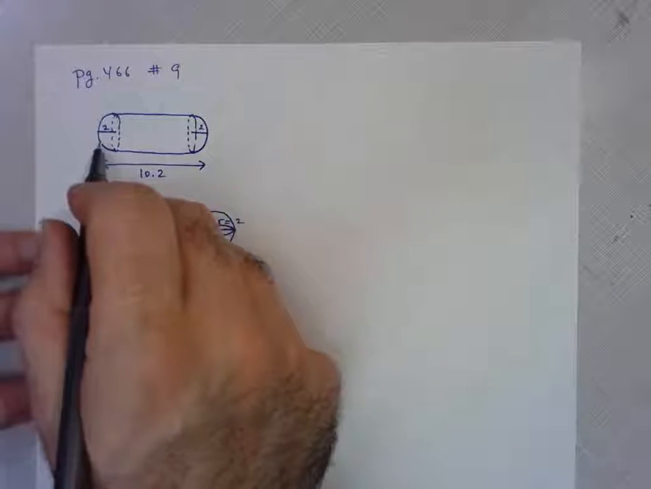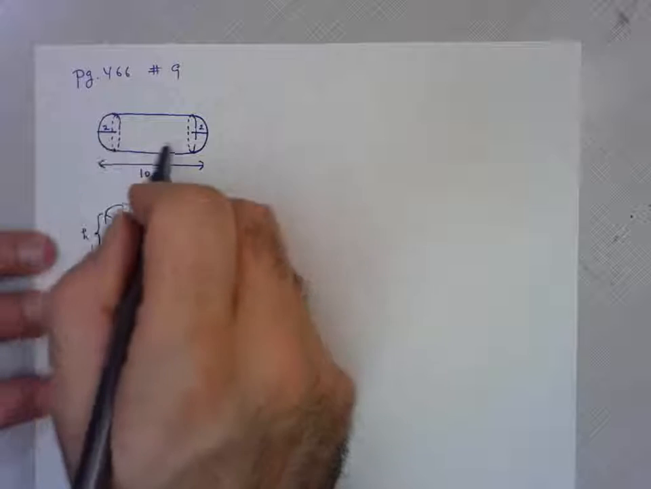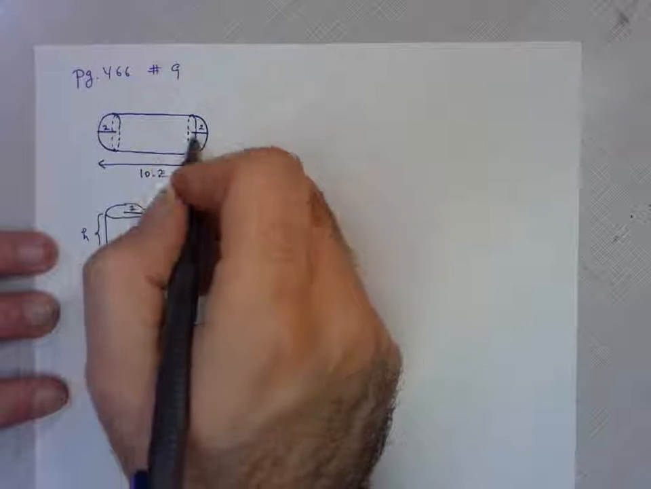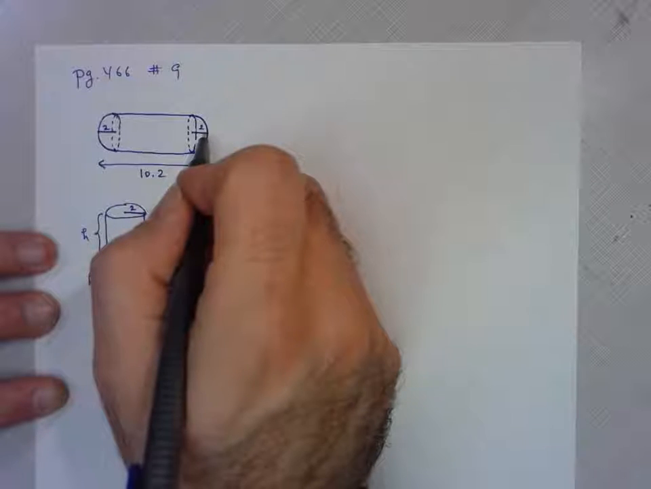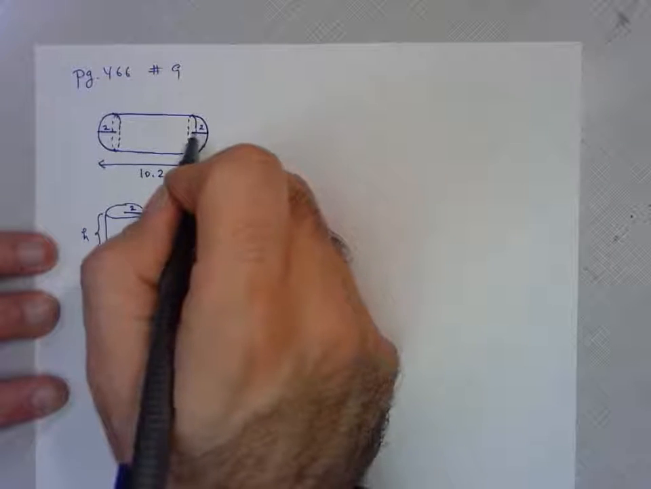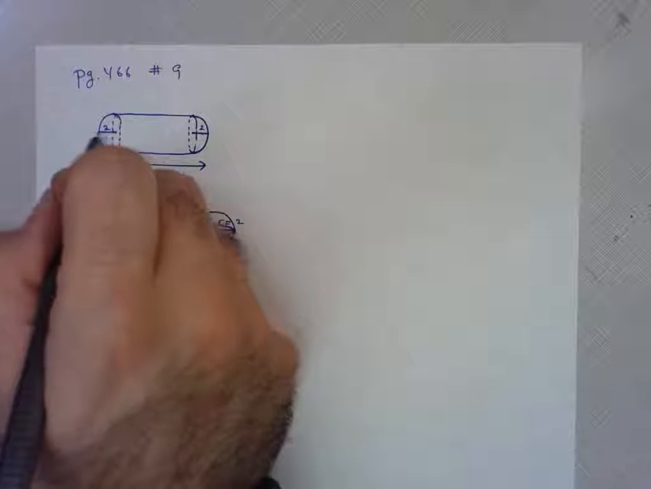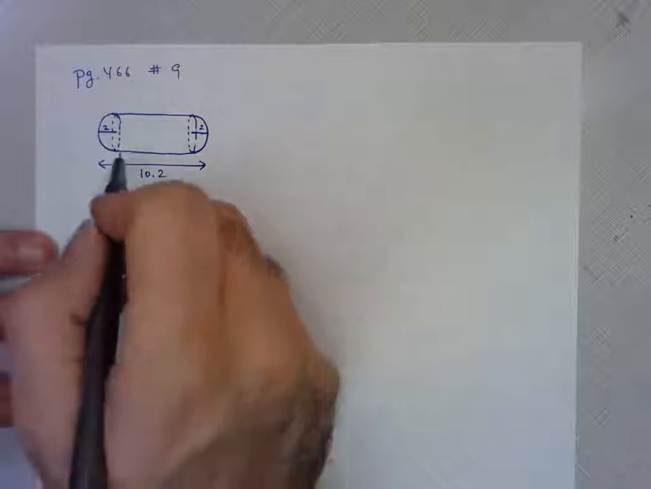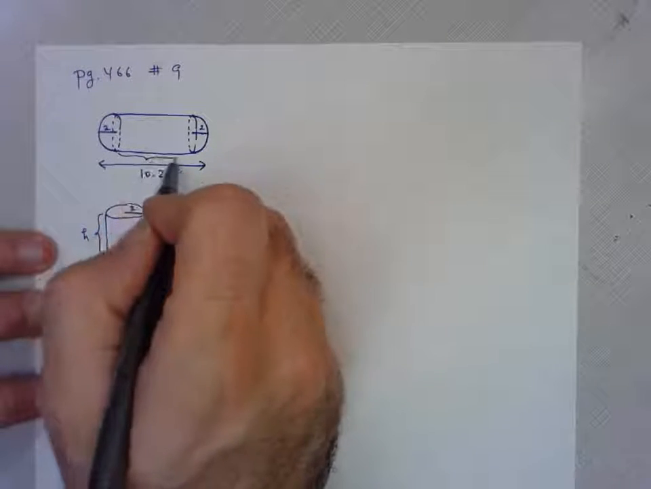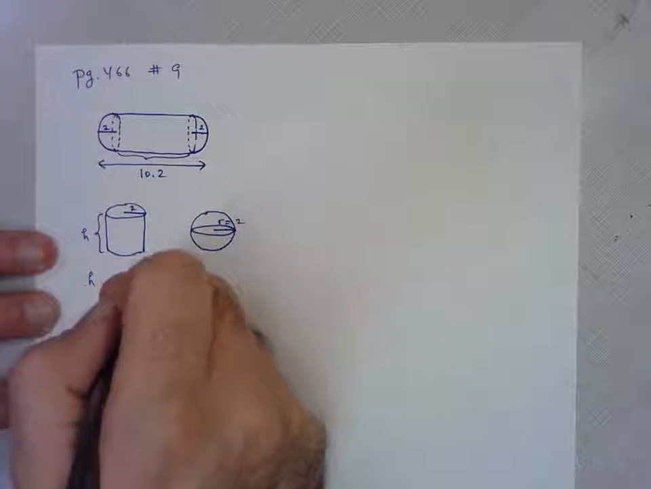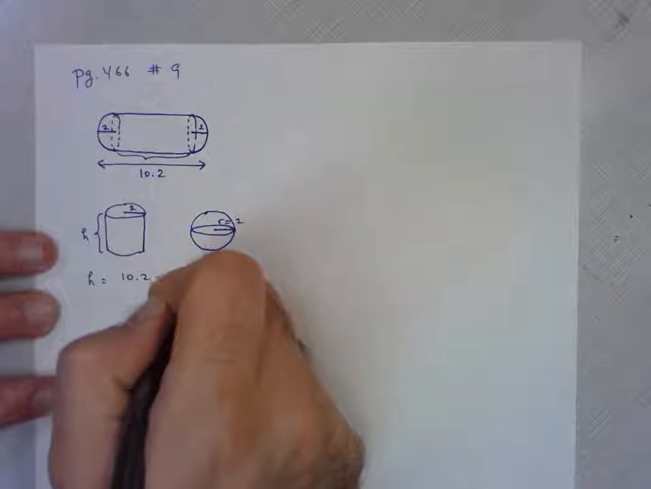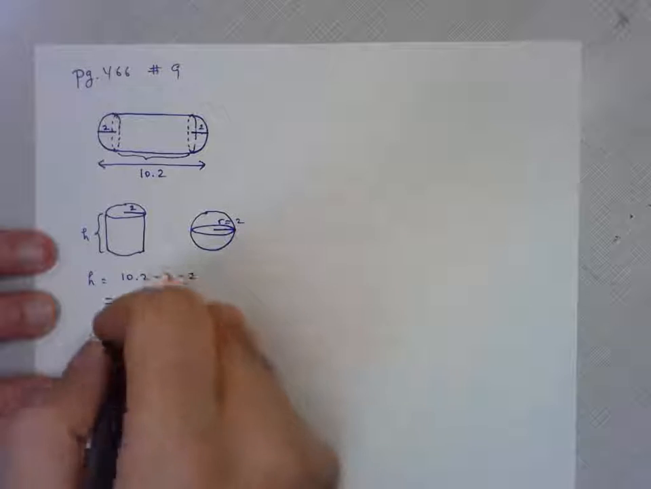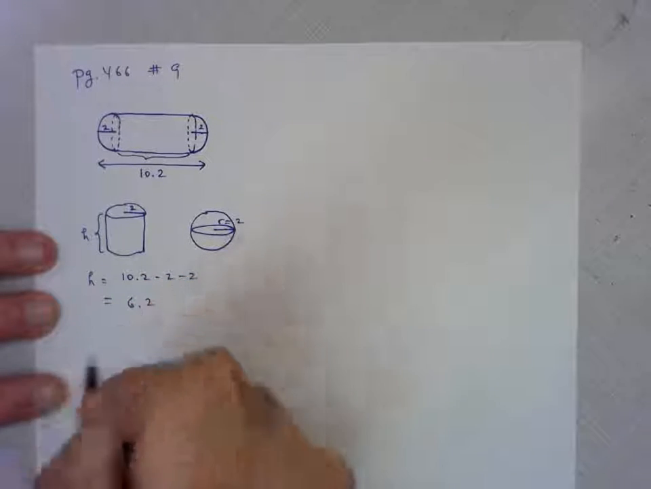Remember, the total length is 10.2 meters. But I'm not including this hemisphere on this side, which has a length of 2, and I'm not including the hemisphere on the left, which also has a radius of 2. What I'm looking for is just this portion, the height of the cylinder. So it's going to be 10.2 minus 2 from the left, minus 2 from the right. So 10.2 minus 4 is equal to 6.2.